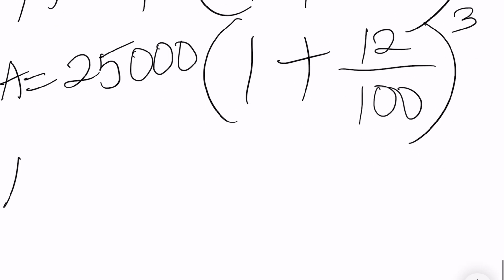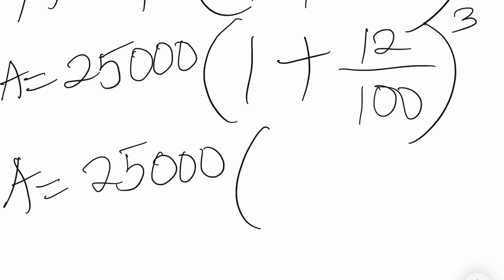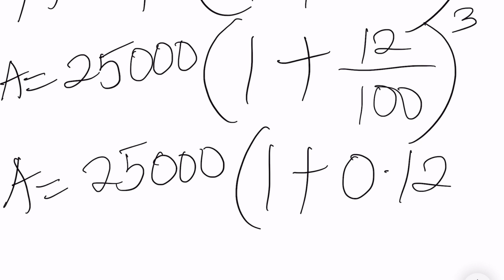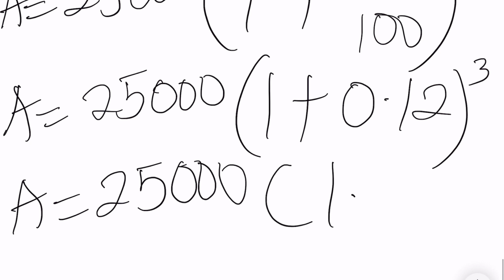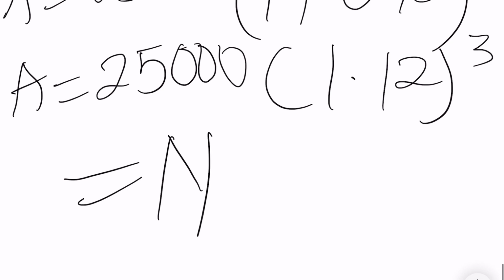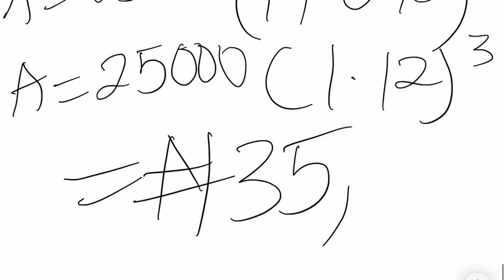So A equals 25,000 into bracket 1 plus 0.12 all to the power of 3. A equals 25,000 bracket 1.12 all to the power of 3. Using our calculator, we have 35,120. Also, let's try it using our logarithm table.